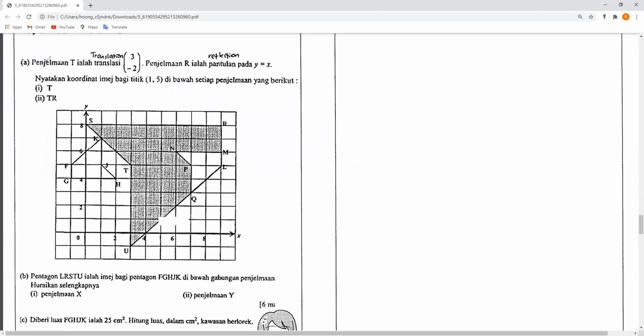Okay. So transformation T is a translation. Transformation R is a reflection. So they give you a different thing: y equals x. So this is the equation of a straight line. So how to draw this out? It goes through the origin, right? So it's simple. You start from the origin here, which is 0, 0, and then you draw out.